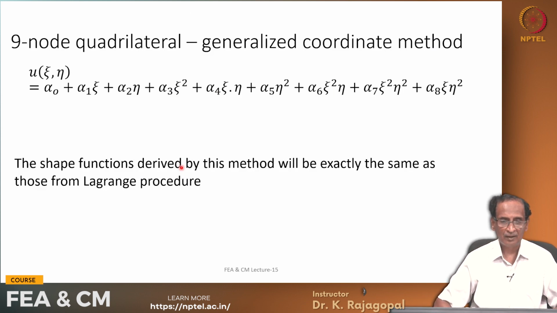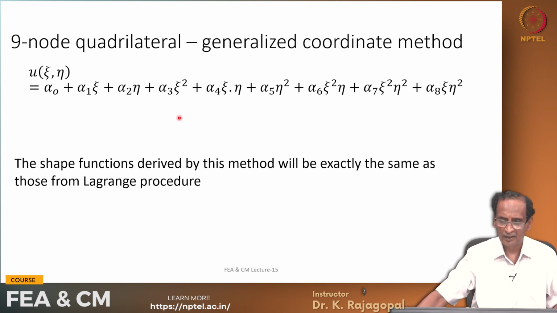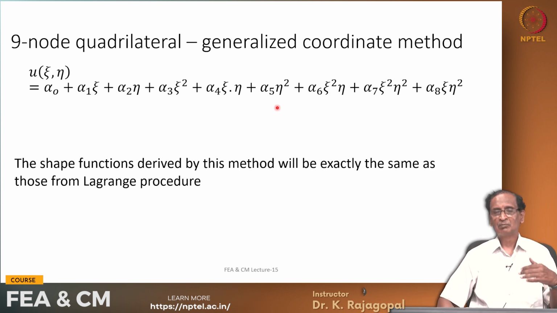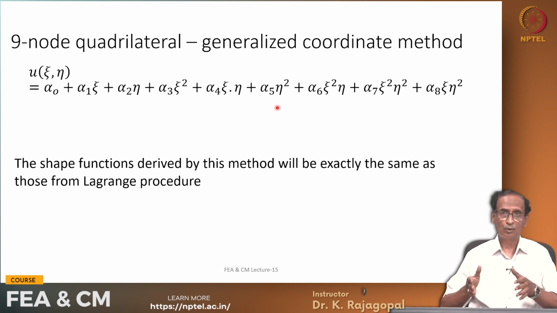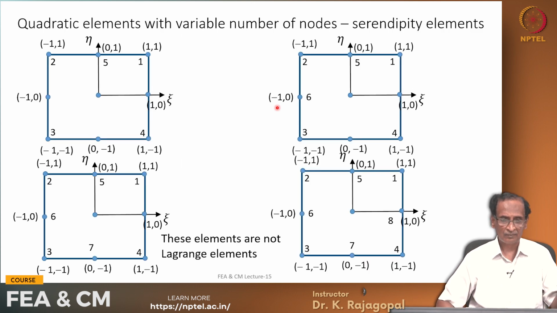We can get the same shape functions even by using the generalized coordinate method. The polynomial for the 9 node quadrilateral is alpha naught plus alpha 1 xi plus alpha 2 eta plus alpha 3 xi square plus alpha 4 xi eta, and so on. We can derive the shape functions, and we will see that the shape functions we get from the generalized coordinate method are exactly the same as what we get from the Lagrange method.